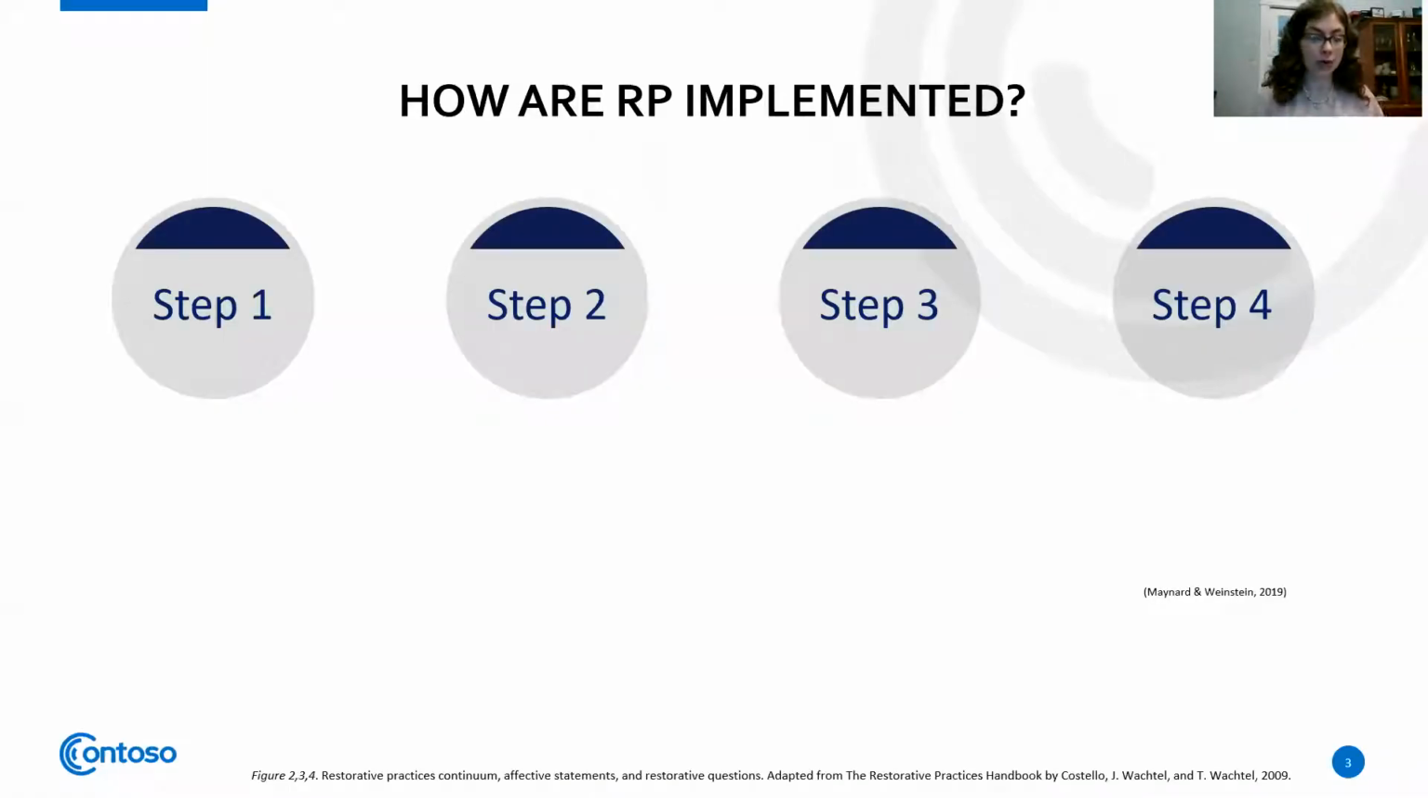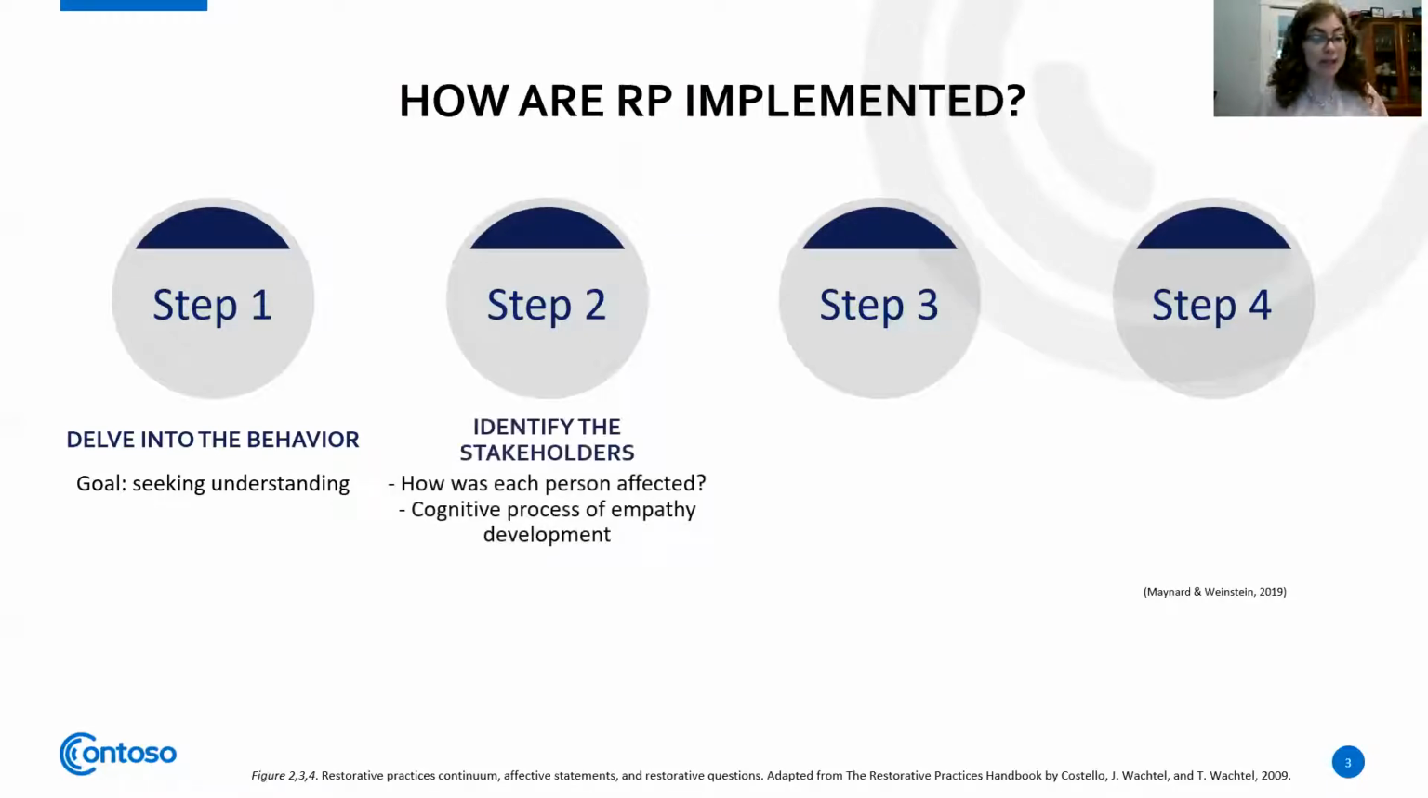So how are restorative practices implemented? There are 4 general steps. The first is to delve into the behavior itself, and the goal is to seek understanding. Step 2 is to identify the stakeholders involved. So how was each person affected? This is the cognitive process of empathy development, again, very important for students and to teach students in school.